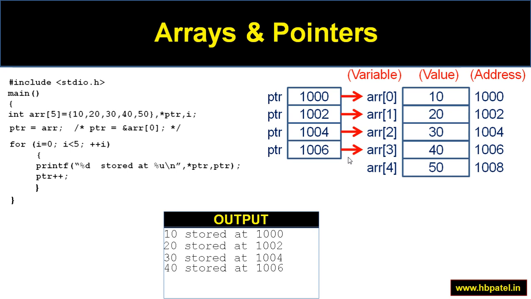And last time when I equal to 4, because this loop is to be repeated 5 times, when it runs the last time, the answer would be 1008 and 50. So 50 is stored at 1008. So this is what you are going to get. So this is how we can combine the usage of pointer with array.